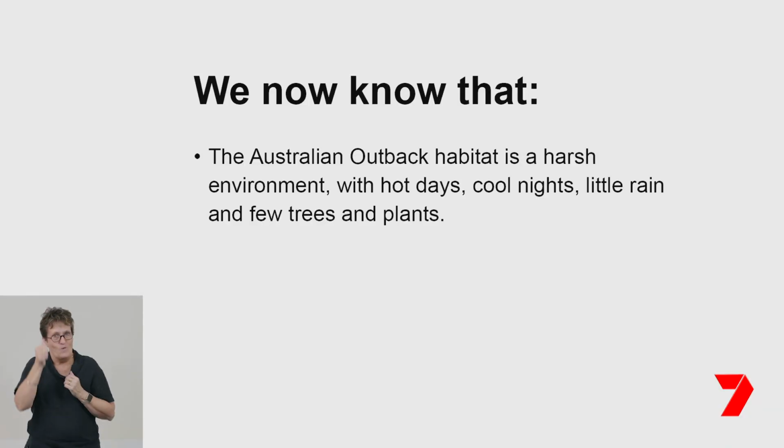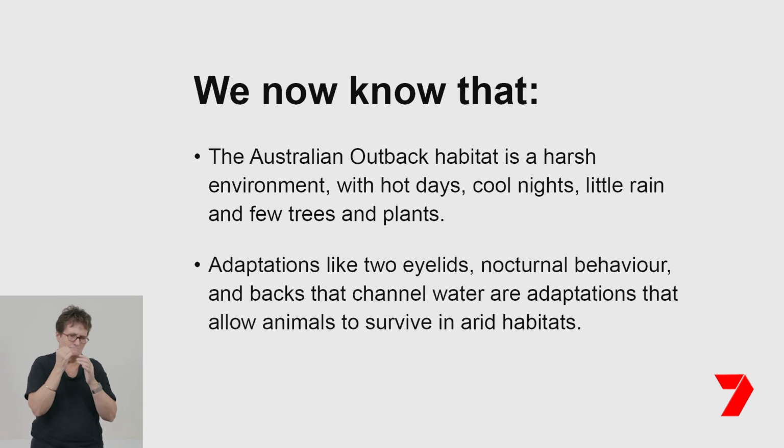Okay, let's recap what we've learnt today. We now know that the Australian outback habitat is a harsh environment with hot days, cool nights, little rain, and very few trees and plants. And adaptations like two eyelids, nocturnal behaviour, and backs that channel water are adaptations that allow animals to survive in arid habitats. Now it's your turn.